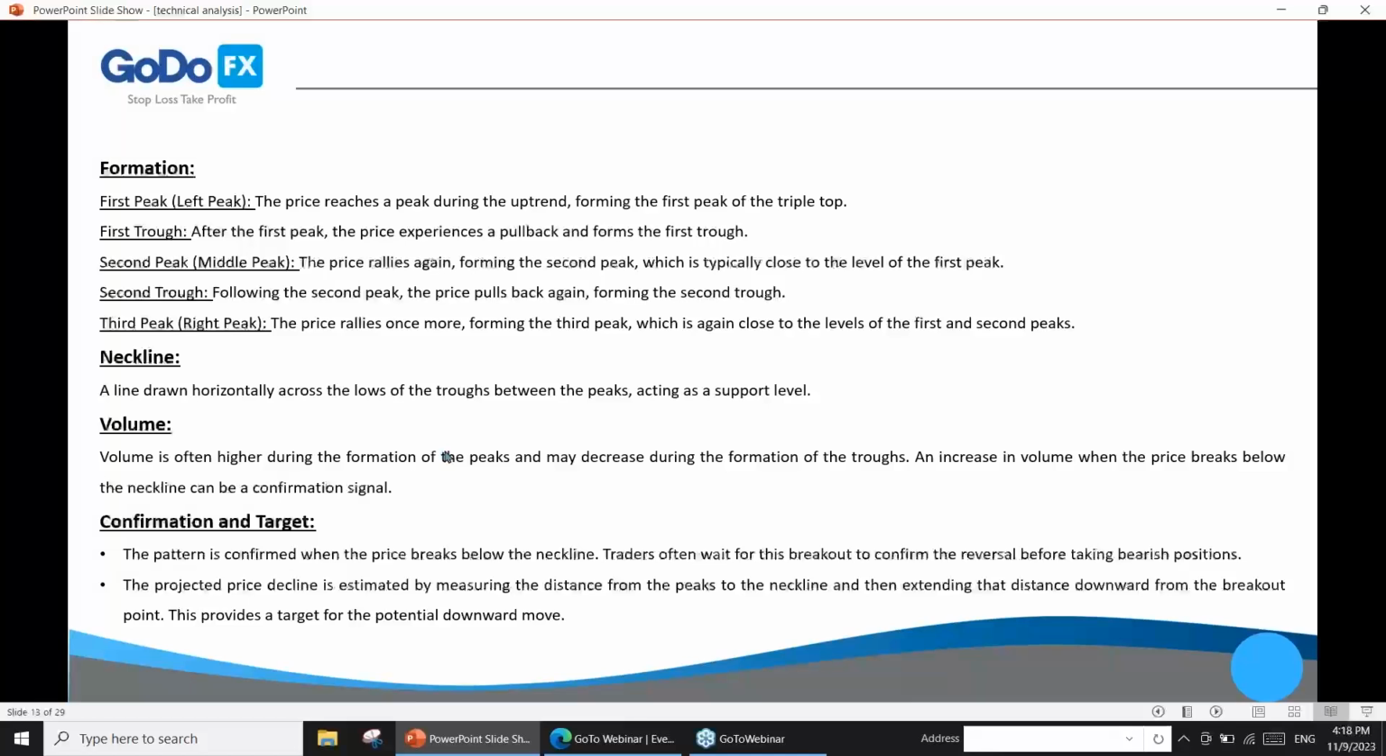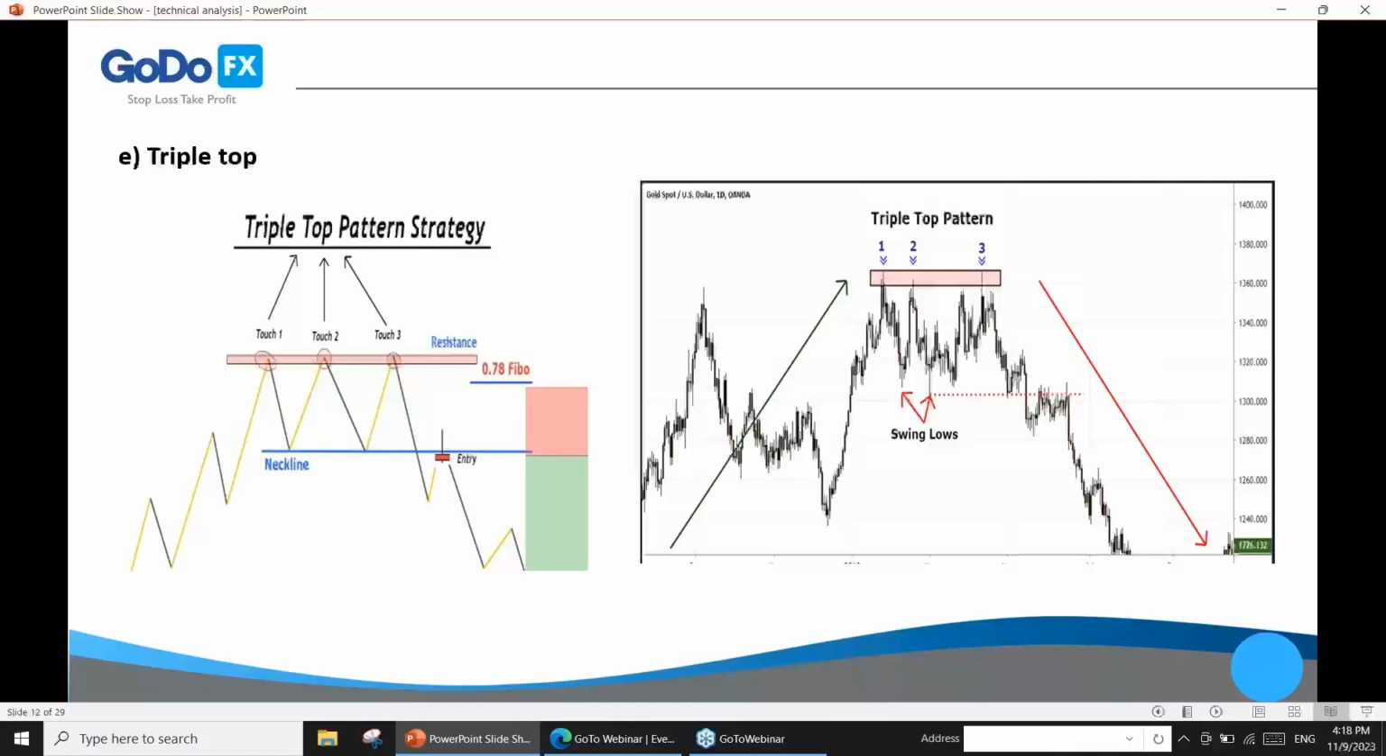Traders often wait for this breakout to confirm the reversal before taking a bearish position, and the projected price decline is estimated by measuring the distance from the peaks to the neckline and then extending that distance downward from the breakout point. So this provides also a target for the potential downward move. Similar to the others, we're gonna draw a vertical line, then do a copy paste to it where we're gonna choose our target or take profit. So here, the distance between the neckline and here is gonna be equal to the distance between the resistance and the neckline.